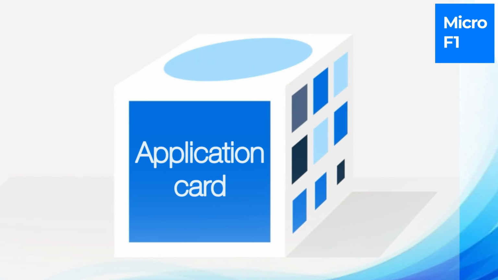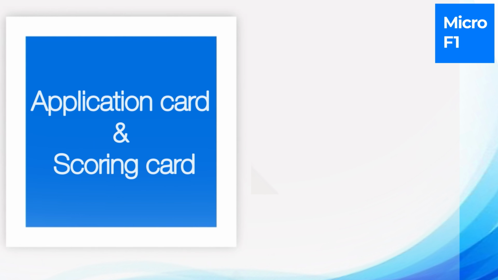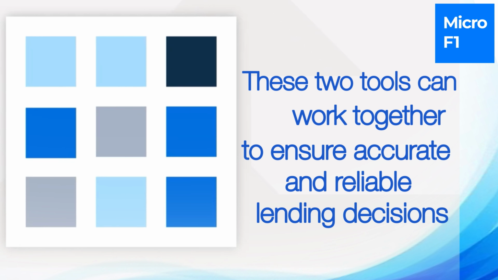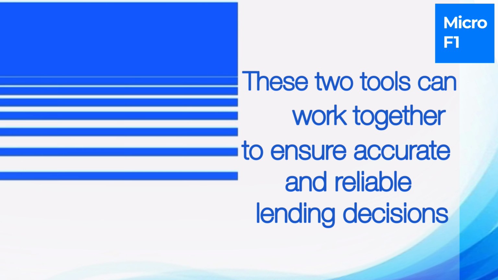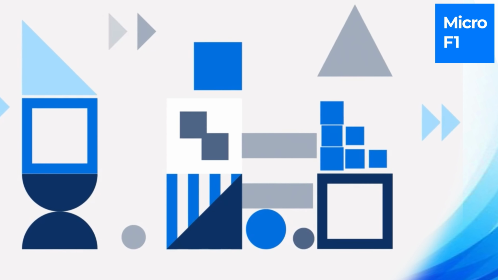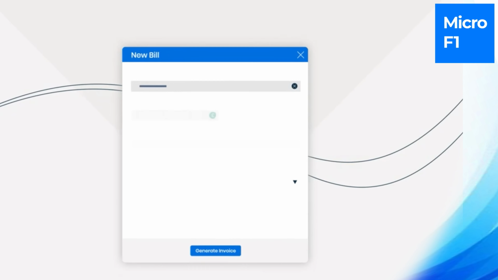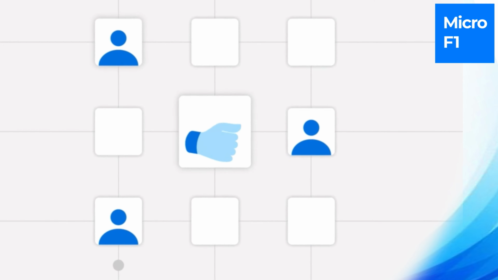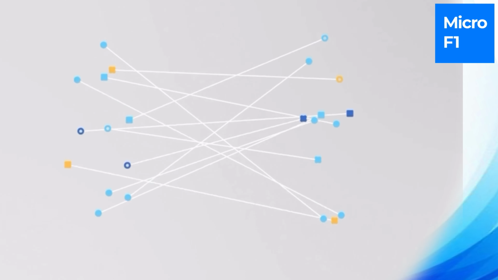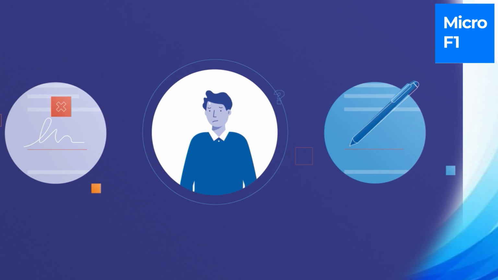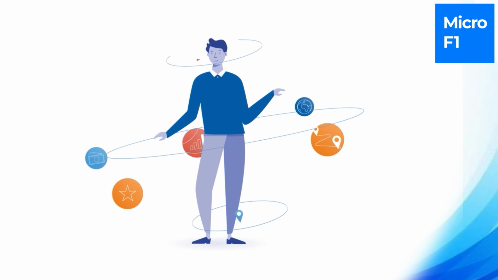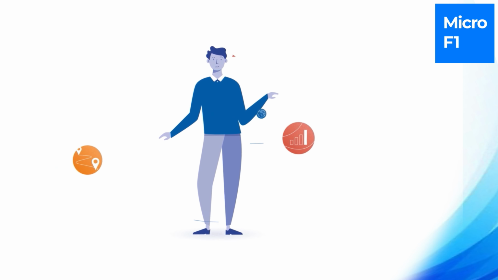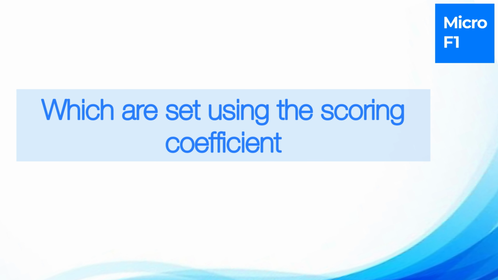Data from the application card can be used as input for the scoring card. These two tools work together to ensure accurate and reliable lending decisions. The scoring group of rules generates this coefficient value, which is the basis for the validation rules. These checking rules do not perform calculations, but only check the values obtained to form the final score. That is why we have implemented a ranking method that allows you to customize individual parameters for different types of customers using different values for each rule, which are set using the scoring coefficient.